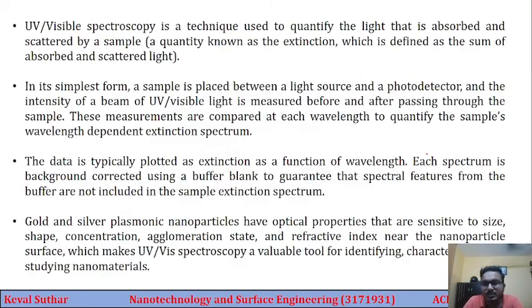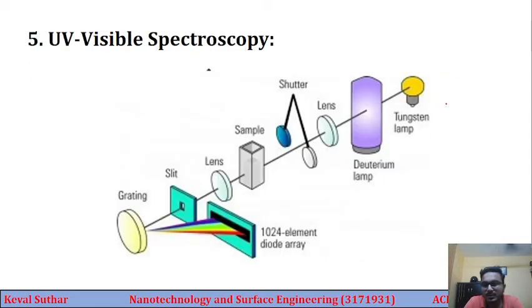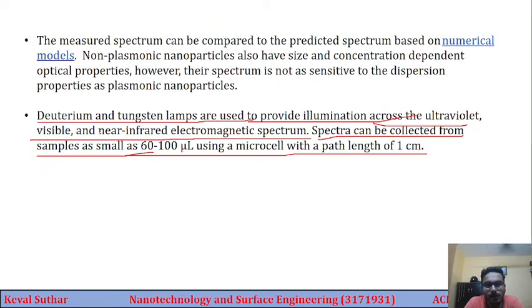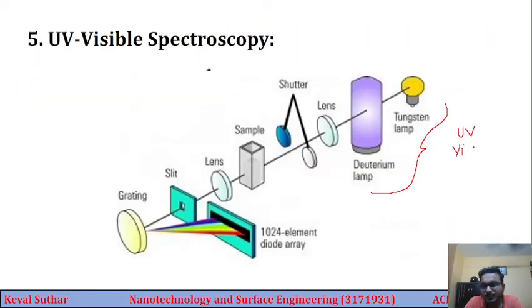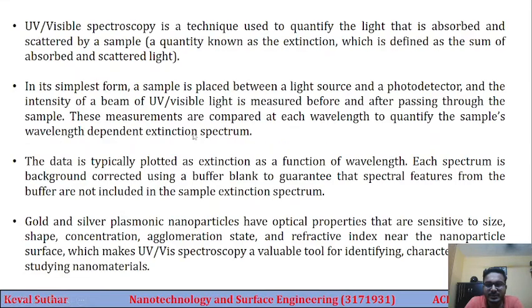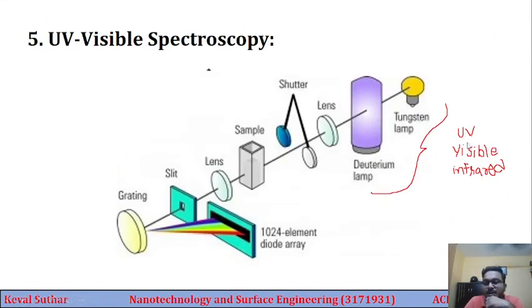So these two lamps do this task. They provide UV, visible and near infrared electromagnetic spectrum. And then we have a lens for further processing. All the rays pass through this lens, and we have a shutter which works as a standard shutter: it blocks as well as provides a path for the rays through the sample.